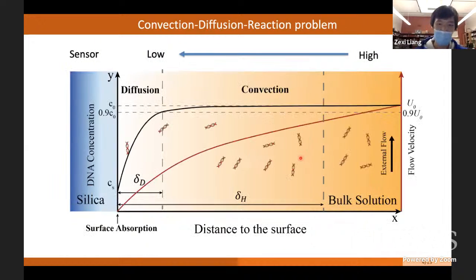And today, we focus on one of the scenarios, which is sensing. So the concentration is low on the solid side and is high in the solution. Well, they are pretty similar. So once you get some understanding from one scenario, you will understand the other as well. Okay, so here we introduce an additional flow field in our system.